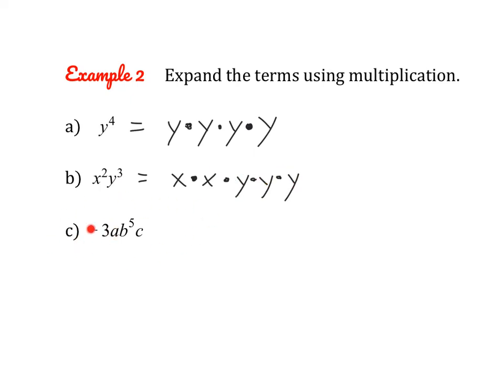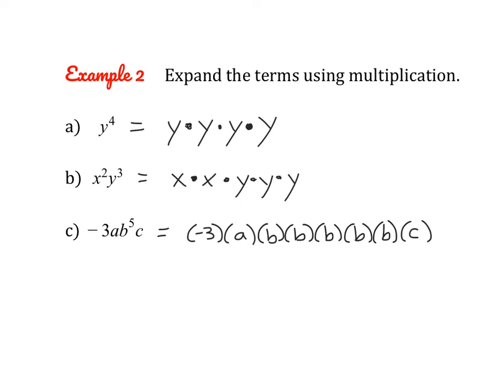Notice this one has a coefficient and some variables and an exponent. Everything is just being multiplied. So we have negative 3 times a. If you don't see an exponent above a number or variable, it's assumed that it's just 1, meaning it's just being multiplied one time. And then we have b to the fifth power, so b times b times b times b times b, and then c to the first power. So there you go. And remember, using parentheses is just another way to show multiplication other than using the dots.